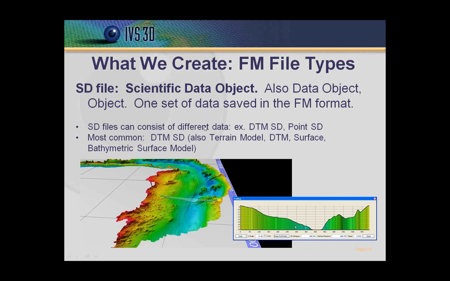You have different types of SDs. The most common one is the DTM SD. So that is what we will create from gridded and ungridded data. We also call this DTM SD by different names. So just to get it out there, people call these terrain models, bathymetric models. They might call them DTMs or surfaces. So lots of different names for the same thing.